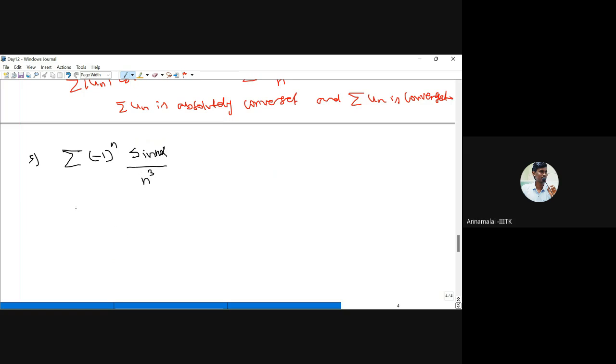So again, if you take modulus of un, you will get finally less than or equal to 1 by n cube. And we know that this series is convergent because this 3 is bigger than 1. Therefore, this series is convergent. Since the series of modulus of un is convergent, the given series is absolutely convergent, therefore it's convergent. Okay, that is very important.